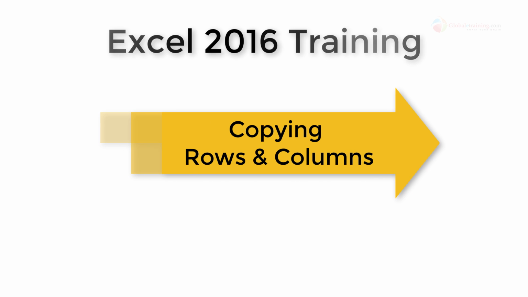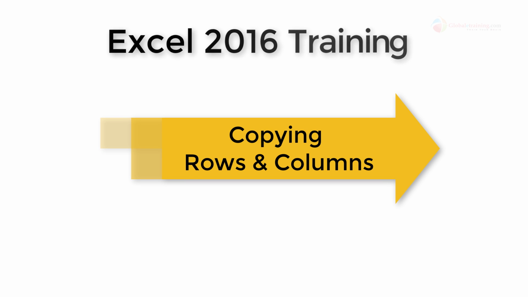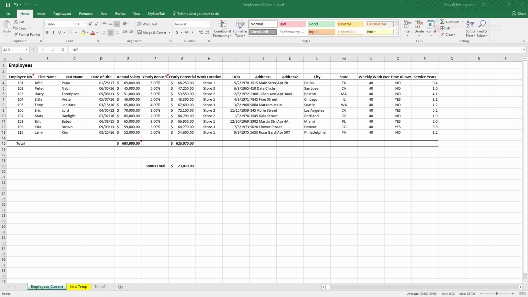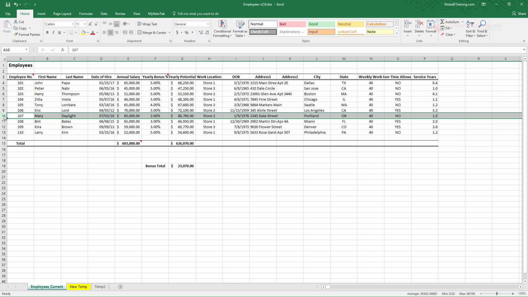In this video, we will take a look at copying and pasting the rows and columns. Here is our employees workbook, and we will look at rows first. Say for example, you want to copy the row 10. Click on the row ID 10.